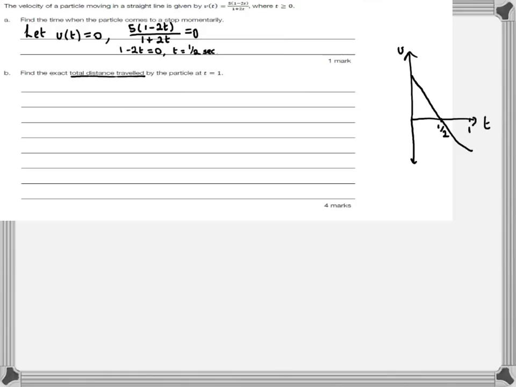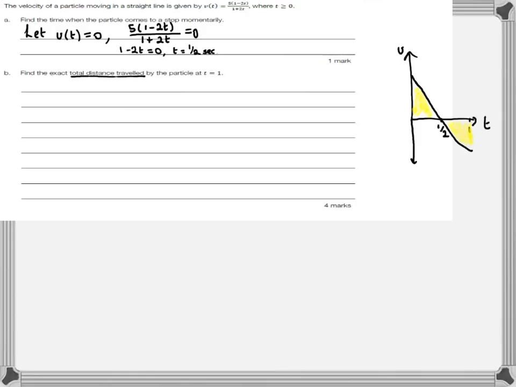That's what you'll get on the CAS. And as you can see, we've got two parts there. We've got a positive area part, and we've got a negative area part. Okay, and the area under the graph is your distance traveled.